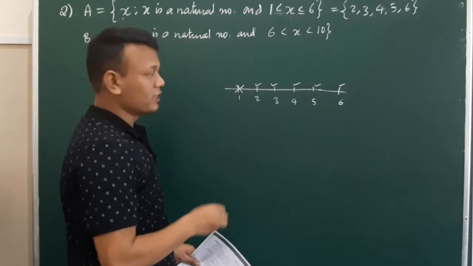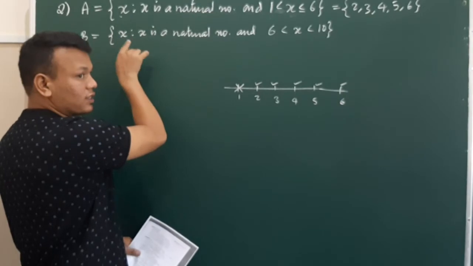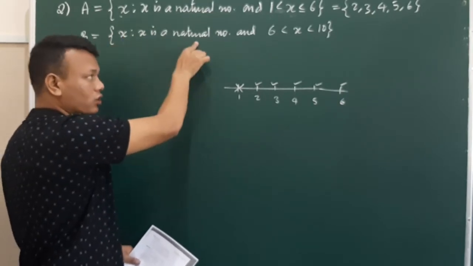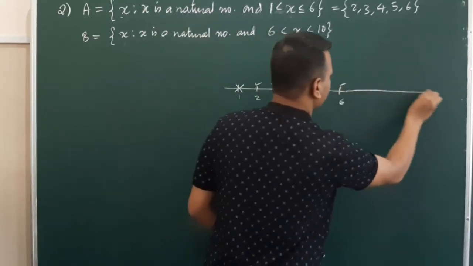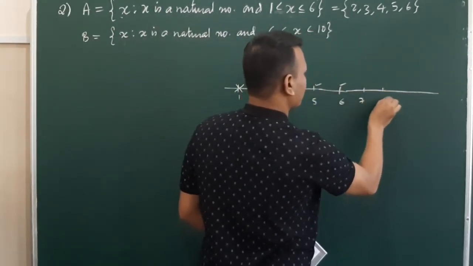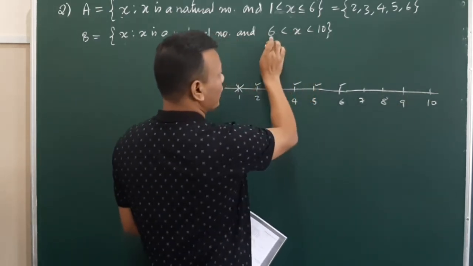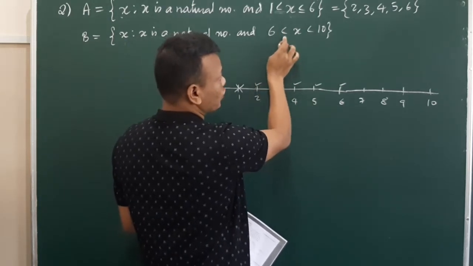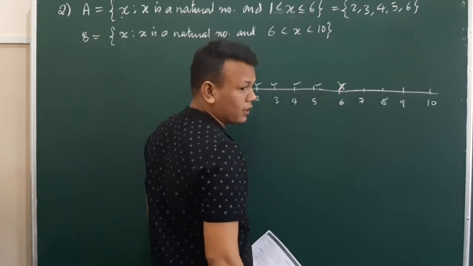Now let's see what is my set B. Set B is also a set containing element x, where x is a natural number lying in between 6 and 10. Let me extend this: 7, 8, 9, 10. The value of x cannot be equal to 6, because 6 is strictly less than x. There is no equal to sign, so that's why this cannot be there in the set.